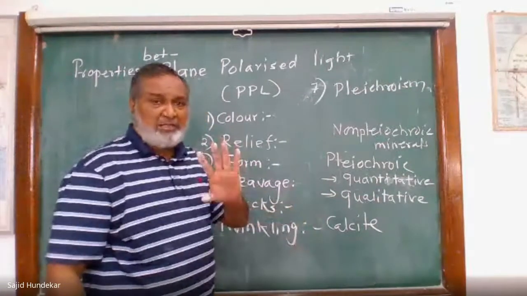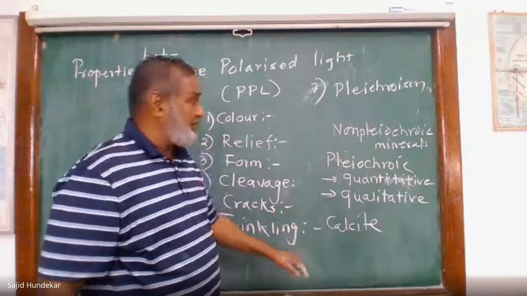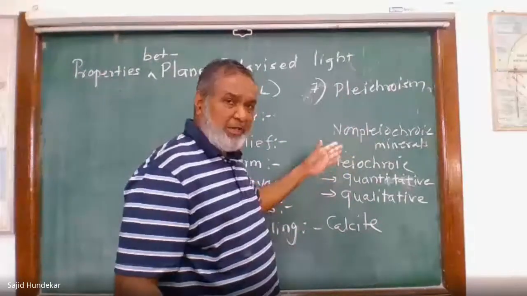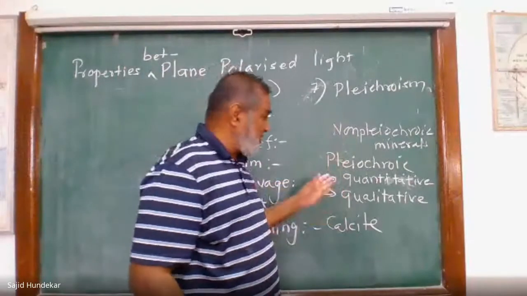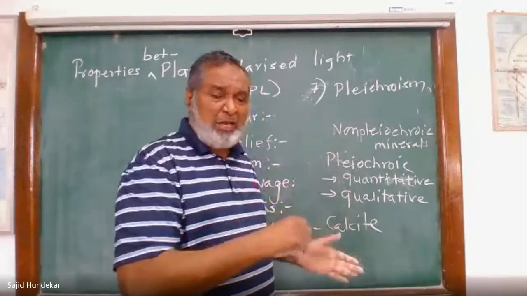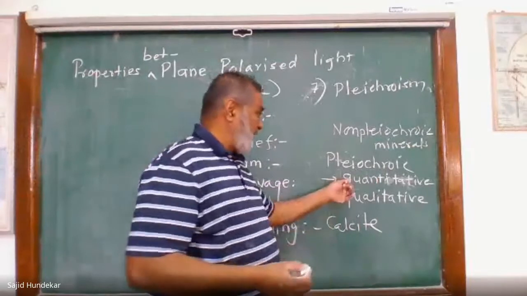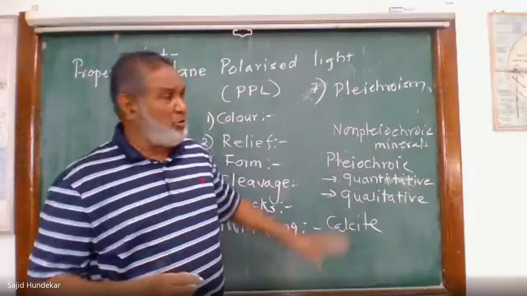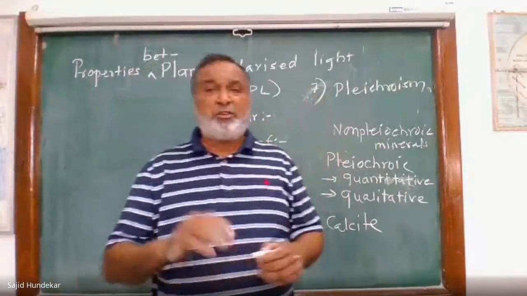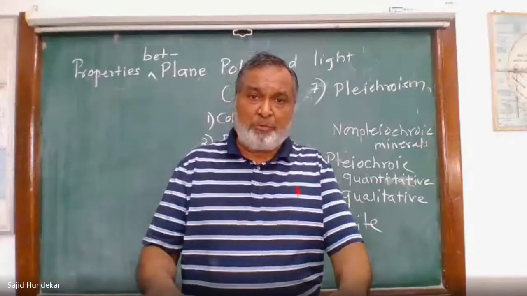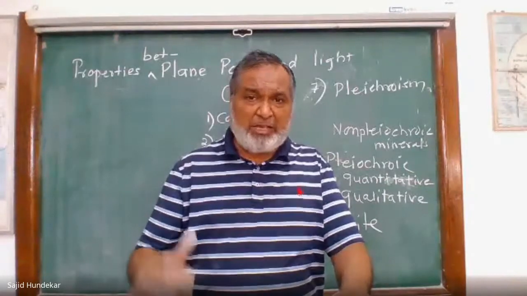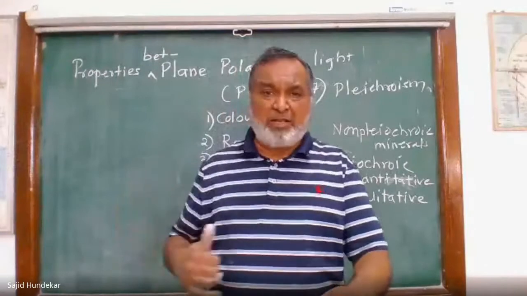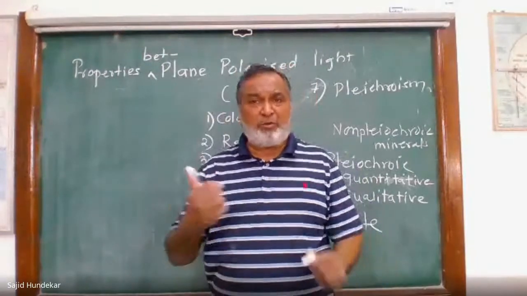Twinkling, present only in calcite. For the rest, we have to write absent. And for pleochroism, you have to write down whether it is non-pleochroic or pleochroic. If it is pleochroic, then you have to mention light green to dark green, light brown, whatever the change is, and whether it is quantitative or qualitative. So these are the 7 observations of the mineral under the microscope. If you have any doubt about these 7 properties, let me know so that we can revise again, and then we'll go for the next 7 properties.